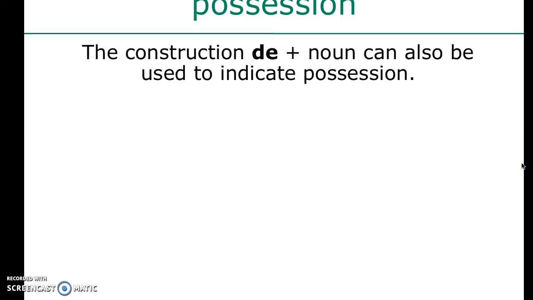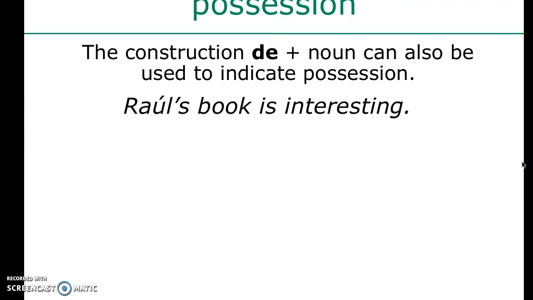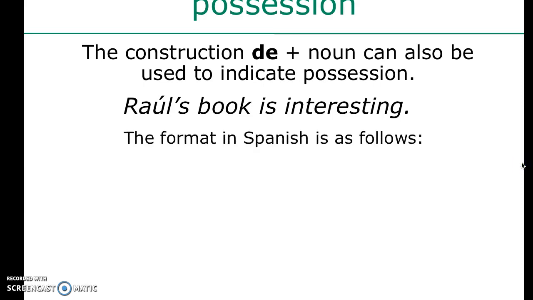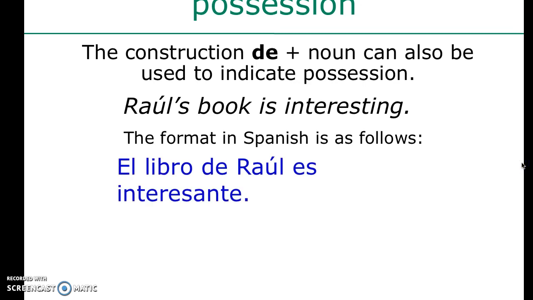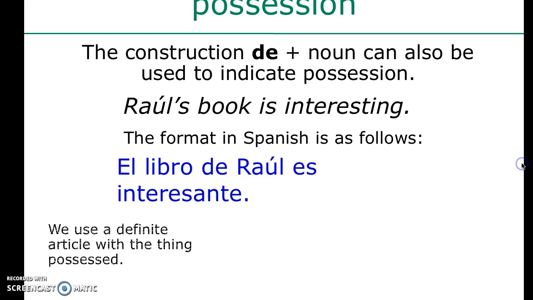Okay, so we can also use de to talk about who something belongs to. Typically, these are the constructions in English that have an apostrophe S. So here we have, Raul's book is interesting. Our format is El libro de Raúl es interesante. So we don't have this apostrophe S in Spanish. We have a different kind of construction.